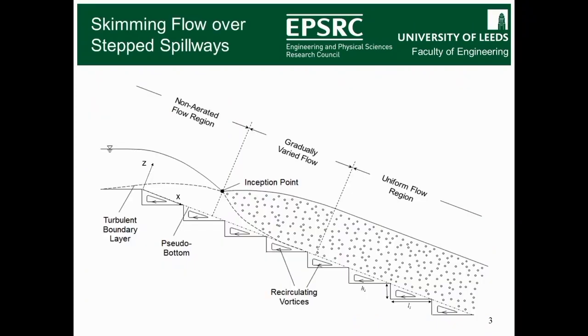When we get high flows over a stepped spillway, you get what's called skimming flow, where the majority of the flow skims over the steps in a coherent stream, and in the step cavities, recirculating vortices form. At the crest of the spillway, a turbulent boundary layer forms and increases in depth until it reaches the free surface. This is known as the inception point, and this is where aeration begins, as turbulence at the free surface draws air into the flow. This air is then transported throughout the flow and into the step cavities.